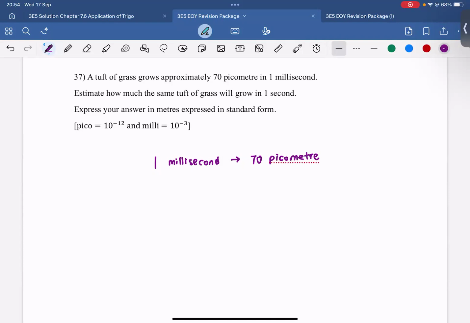So they want to find 1 second. How can we make 1 millisecond to 1 second? You times 1000. Times 10 to the power minus 3 is times 0.001, not the same thing. If you don't know how to read, this means 1 millisecond is equal to 1 times 10 to the power minus 3 seconds. This is what this means.